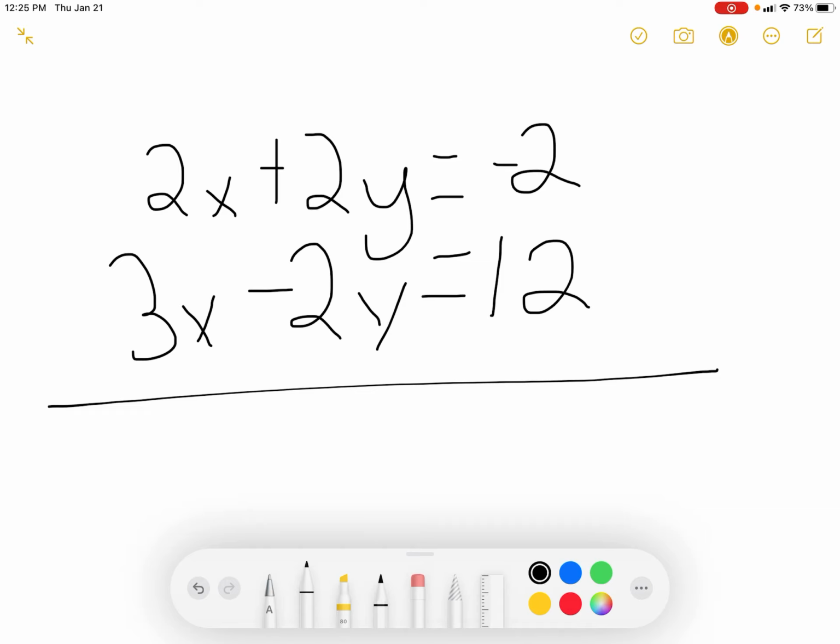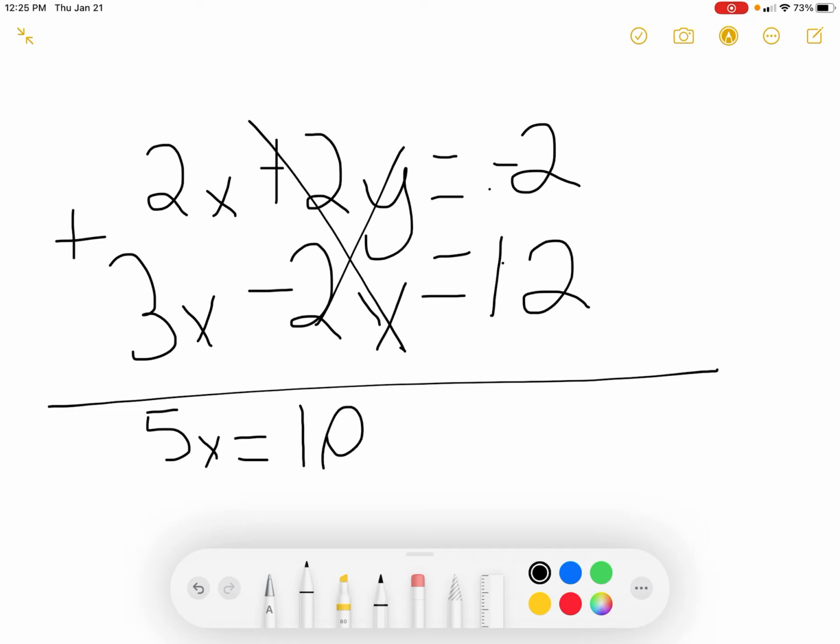So here's what you're going to do. You're going to basically find the equal and opposite coefficients if they are there. So in this case, I have 2y and then I have negative 2y. So these two will cancel out when I add them. So now I have 5x equals 10 because negative 2 plus 12 is going to give me 10. So now that I have that, all I'm doing, of course, is solving for x.